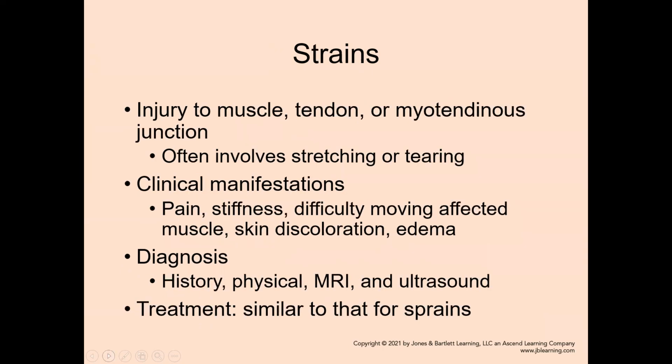Strain is an injury to the muscle or tendon that is within the myotendinous junction. This is what we would refer to as a, quote, pulled muscle. This often involves stretching or tearing from overuse. Clinical manifestations include pain, stiffness, difficulty moving affected muscle, skin discoloration, and edema. Diagnosis can be made by history and physical exam, MRI, and ultrasound. Treatment is similar to that of sprains: immobilization, ice, elevation, rest, NSAIDs, and rehabilitation.